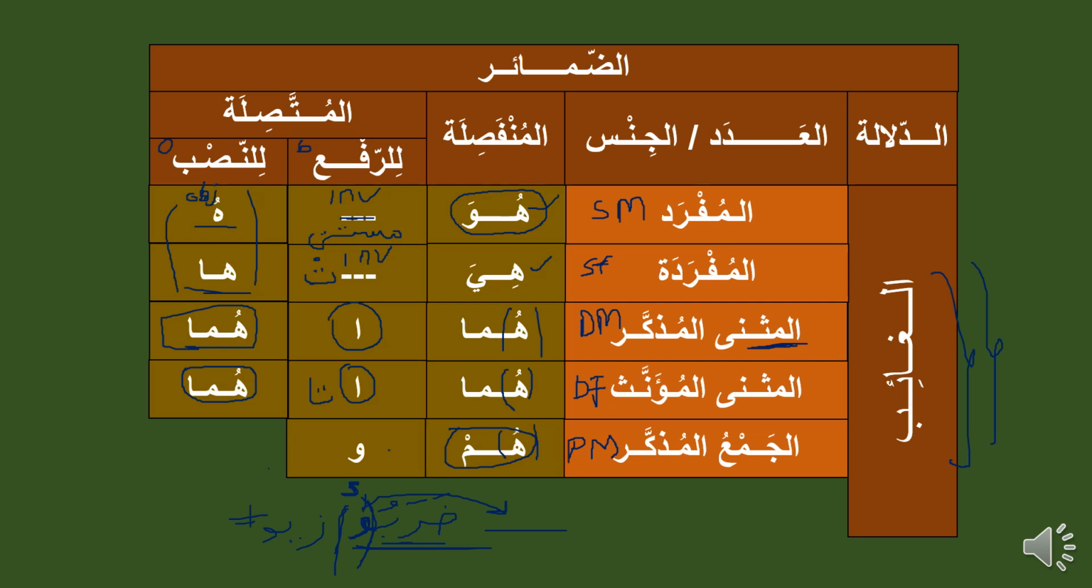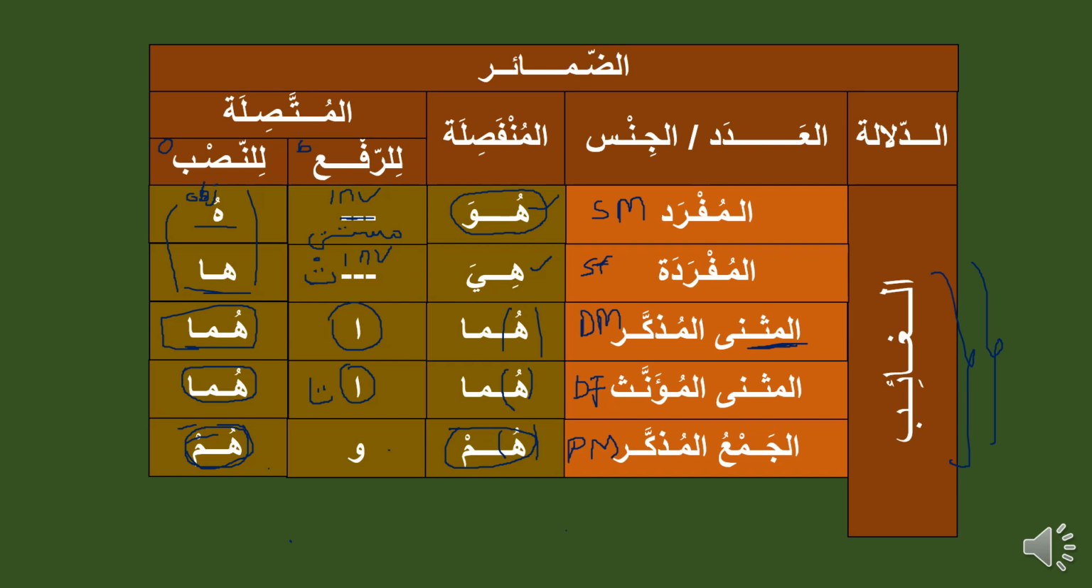Dorabu, zahabu, jalasu, to indicate plural masculine. They, plural masculine. So in terms of its object, it's going to be what? Hum, like the case of its fossil. Dorabtuhum, I beat them. So let's look at the last one here. Before we call it a day, let's look at the last one.